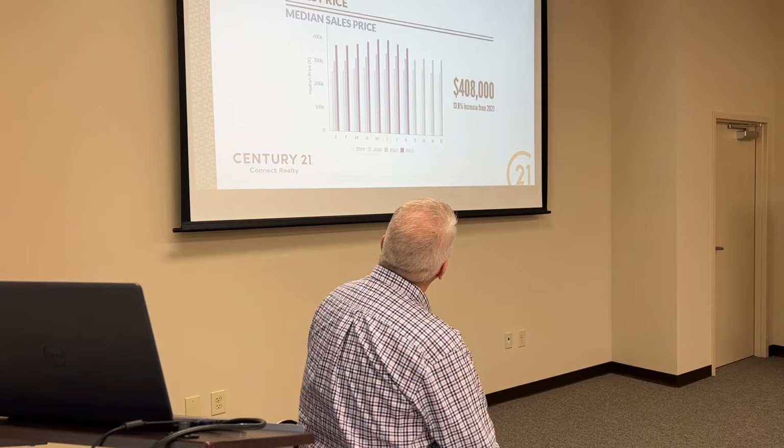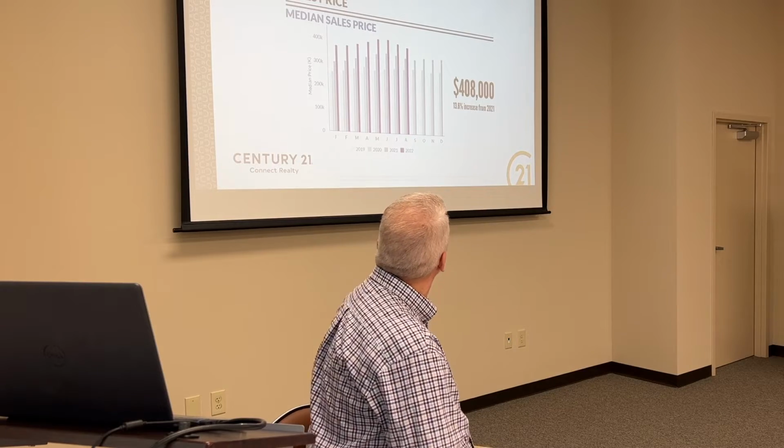Okay, so a 13.6% increase from 2021 on the median sales price to 408. Commit this number to memory. Average sales price in Metro Atlanta right now, last month or in August, was $408,000. The average, or the median sales price, was 408. The average sales price, on the other hand, 484, 13.7% increase.